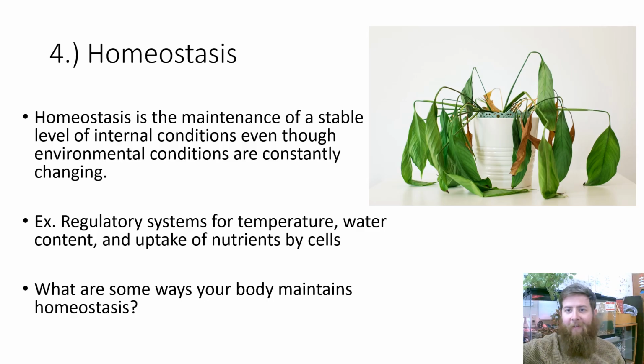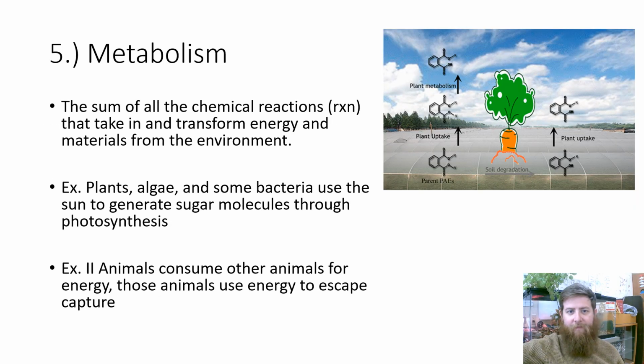This plant here is not in homeostasis. Homeostasis would be a normal, healthy plant. This guy is wilting. So normally what they would do is pull up more water from their roots. This guy is not living in a natural environment. He doesn't have access to that. He has to be watered. So any kind of regulatory system for temperature, water, nutrients is part of homeostasis. Your body has lots of different ways to maintain homeostasis, but plants also do this process.